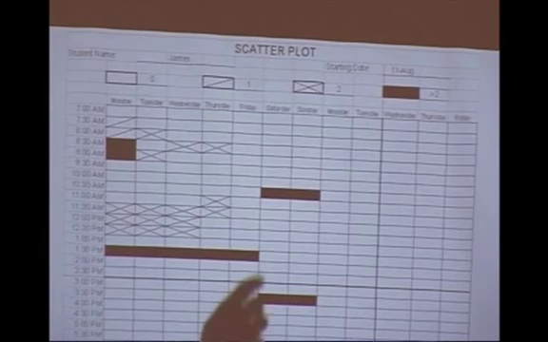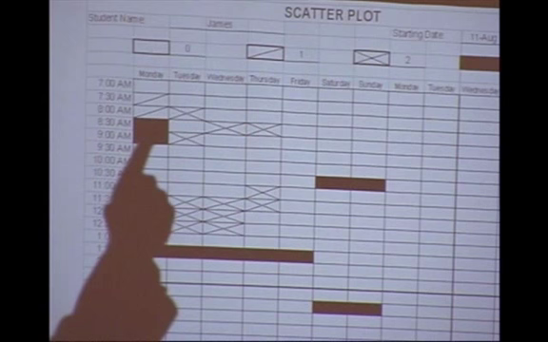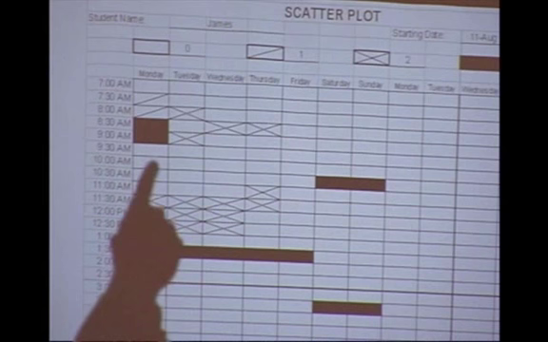Here, Monday, if you can't see this in the back, this says Monday, 7 a.m. to 11:30. One instance of a behavior problem, one instance, multiple instances here between 8:30 and 9:30. No behavior problems here, some behavior problems here, lots of behavior problems here.